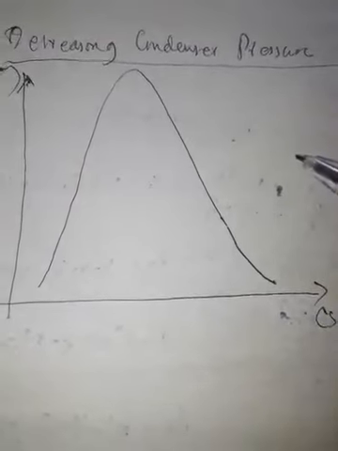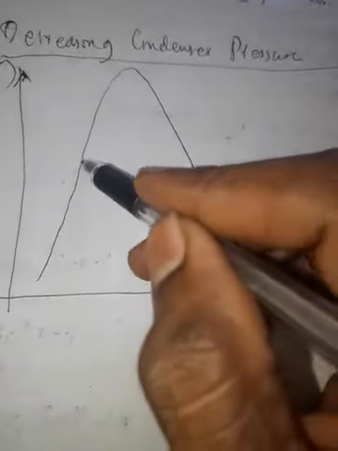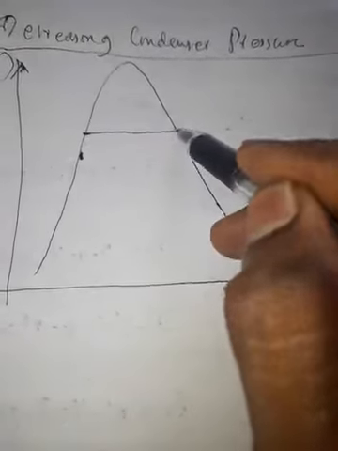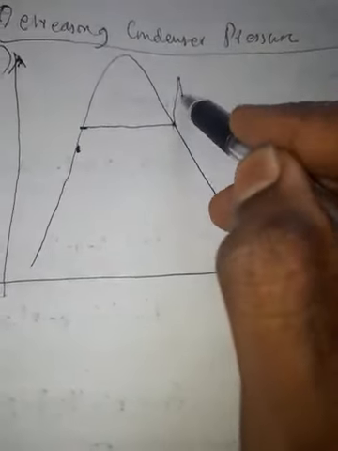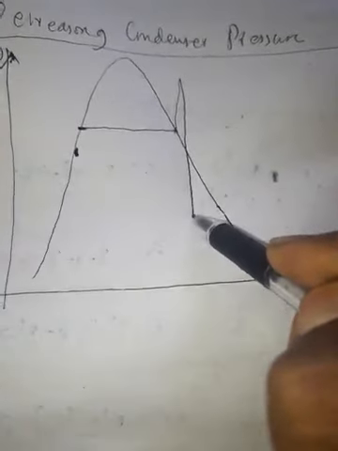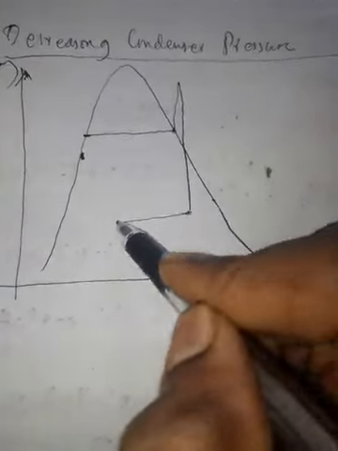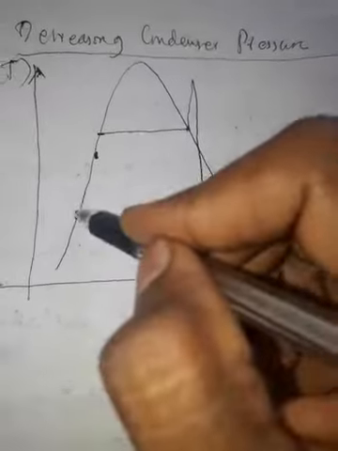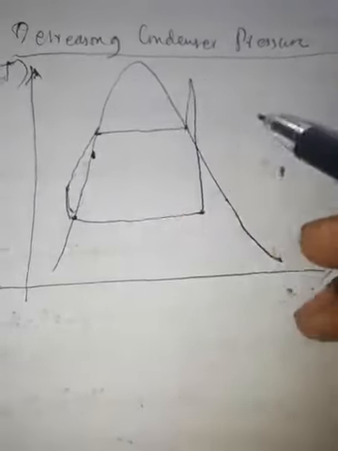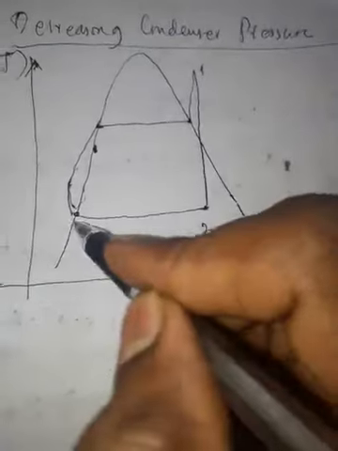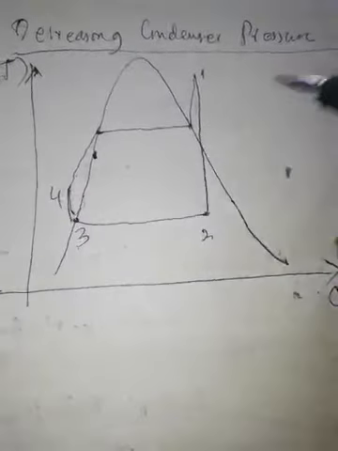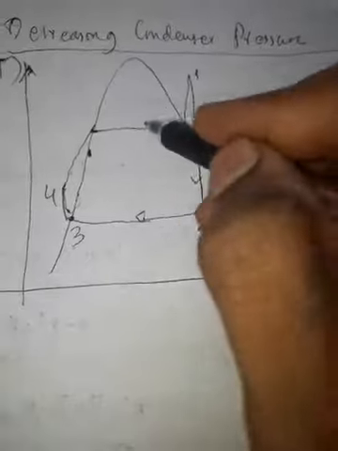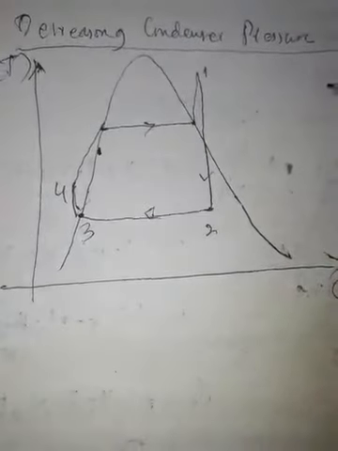So now let me first draw the simple saturation cycle. This is 1 2 3 4. This is the simple saturation cycle that we draw.